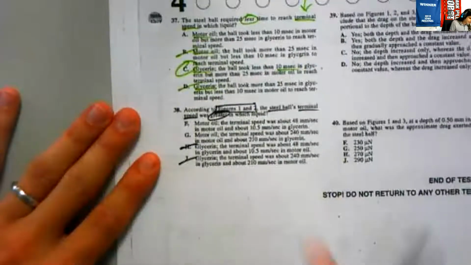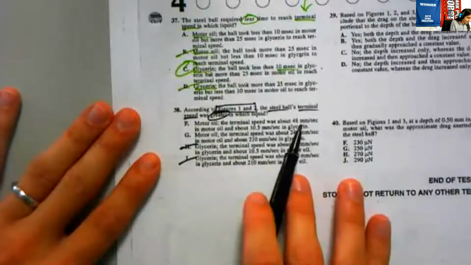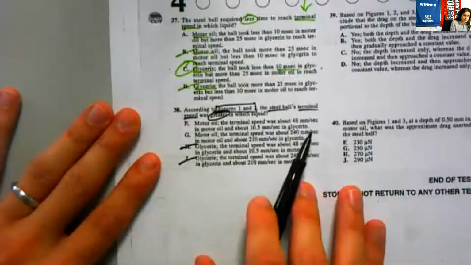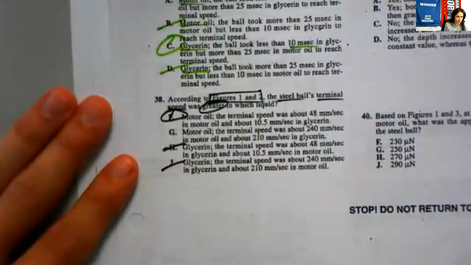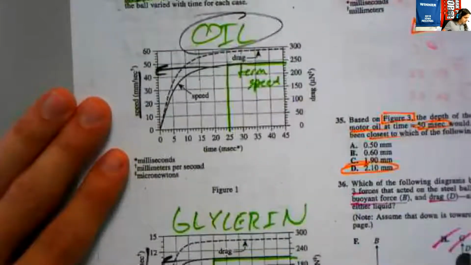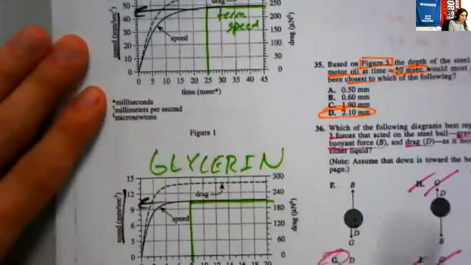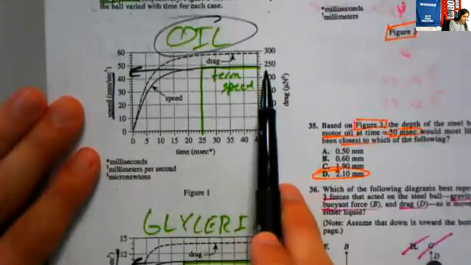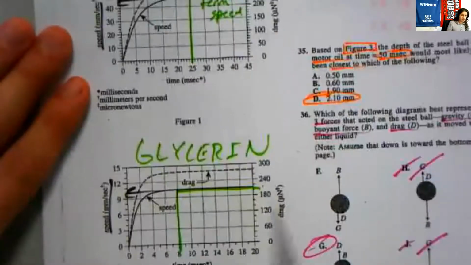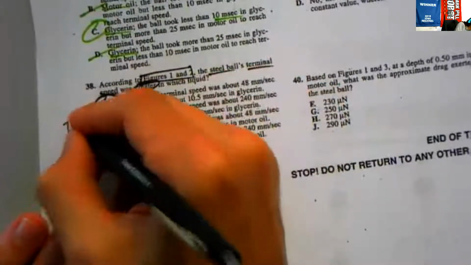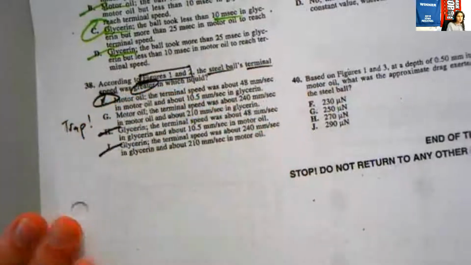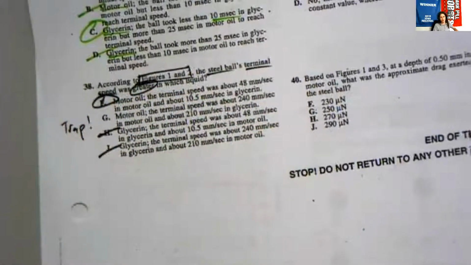Crossing out H and J. 48 in oil, 10 for glycerin. What's answer G about? 240 and 210? 240 and 210 is if you look at the wrong side of the graph. That's the trap answer for if you look at drag. So G is a trap answer. You looked at the wrong graph, or you looked at the wrong axis. 2 to go.